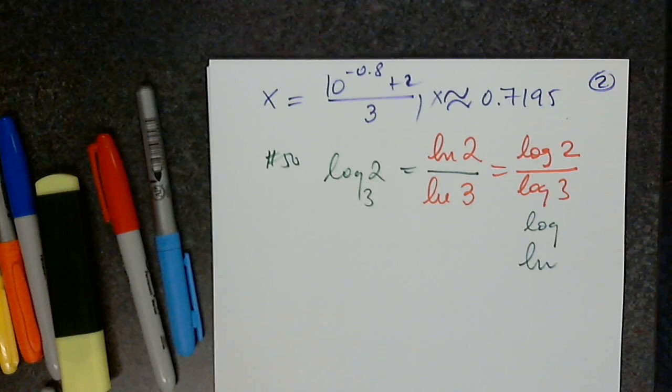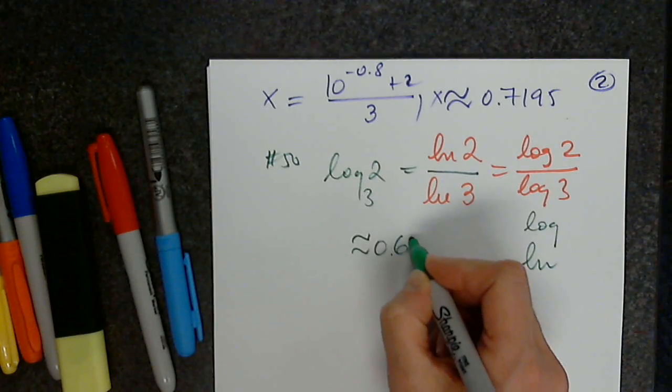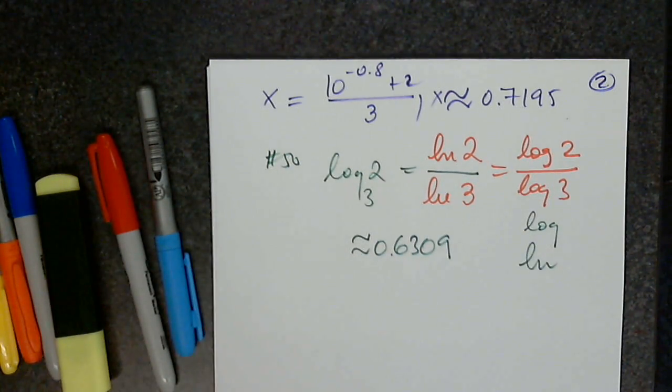So then, I have natural log 2, don't forget parentheses, close, divided by natural log 3, close parentheses, and I press enter. And I get the answer 0.6309. So this is approximately 0.6309.